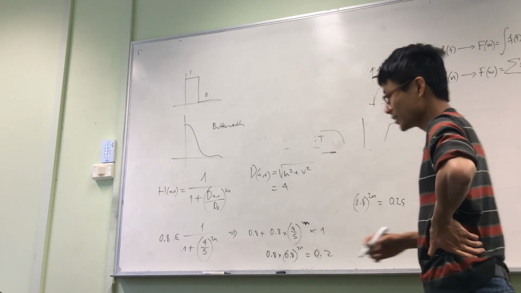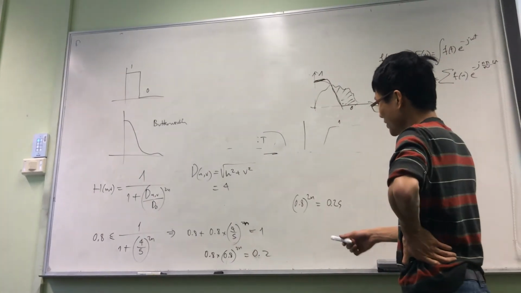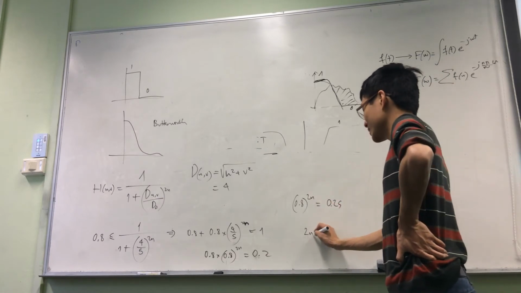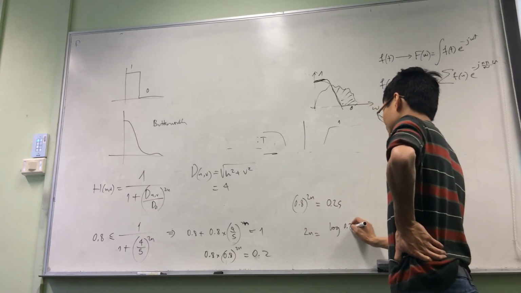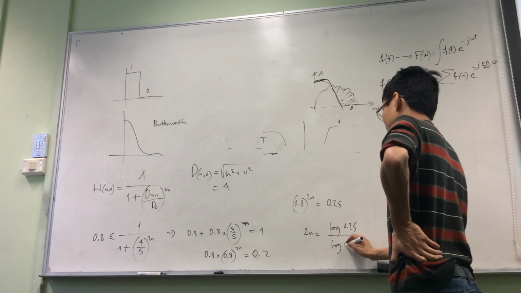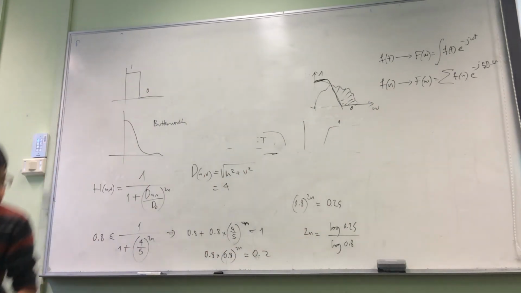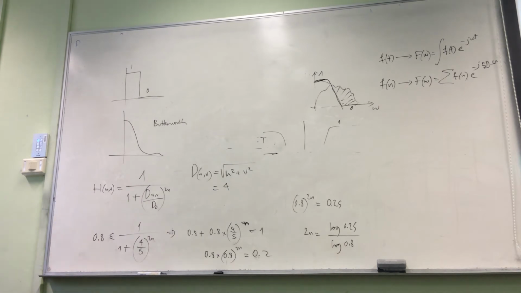So 2n we calculate by log of 0.25 divided by log of 0.28. With a calculator you see the log and divide by log. Good.